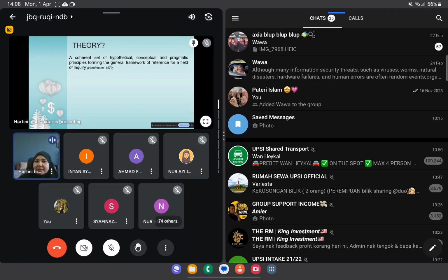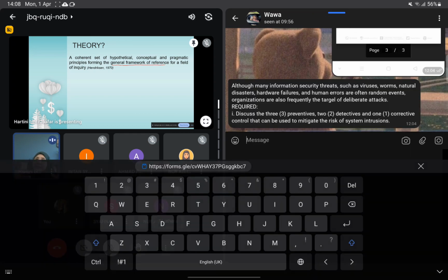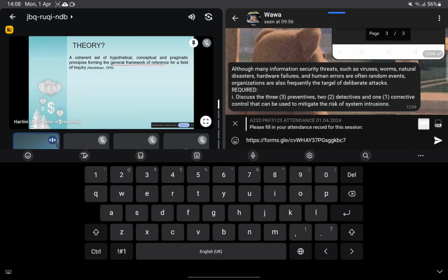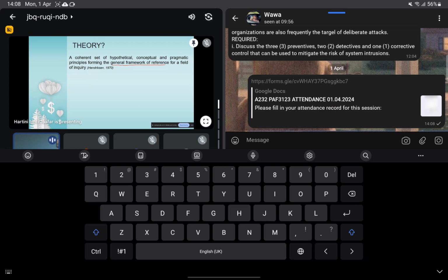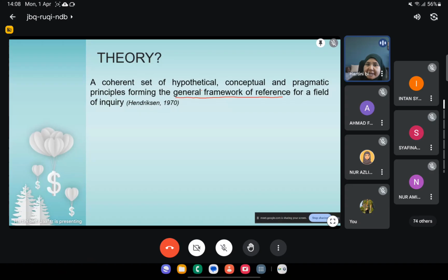Why does it say general? Because in certain situations you cannot really specify the effect of the theory on, let's say, human behavior or the outcome of certain phenomena. So that's why dia ada perkataan general tu kan, hanyalah sebagai kita punya general frame of reference saja. Okay, so that is the definition provided by Hendrickson, one of the accounting scholars, back in the 1970s.